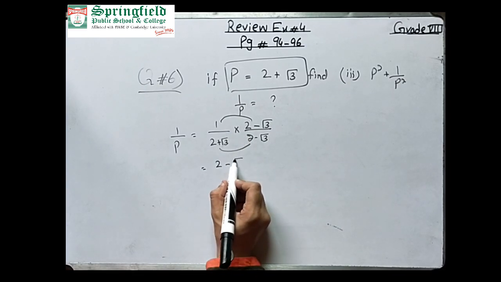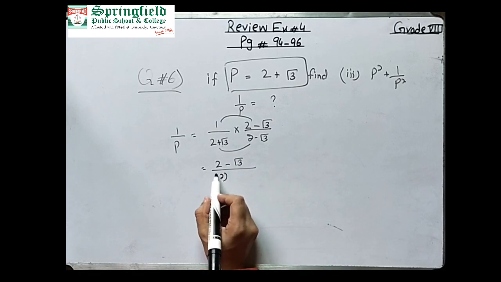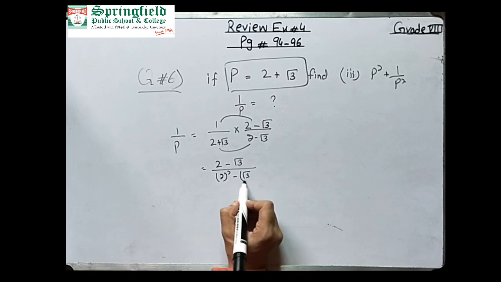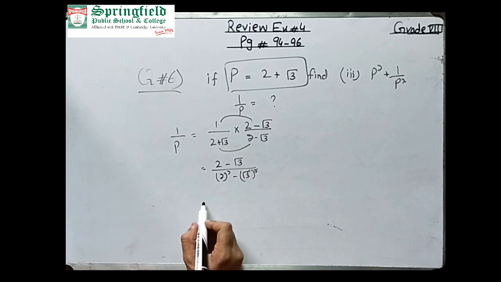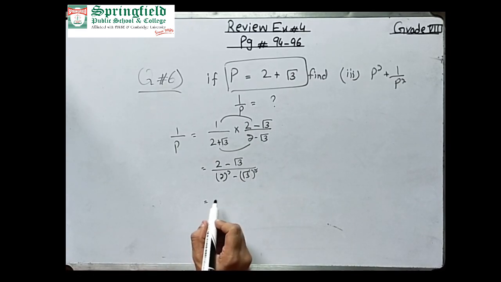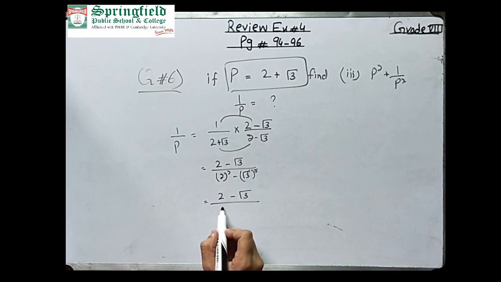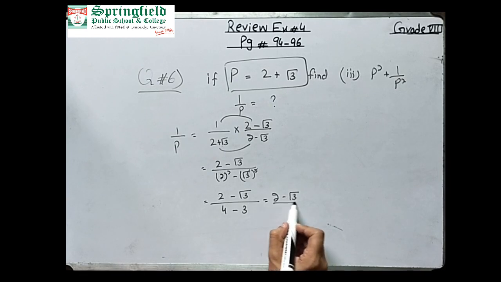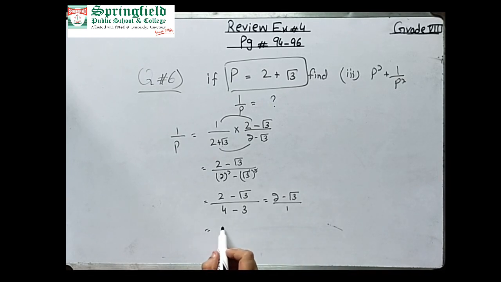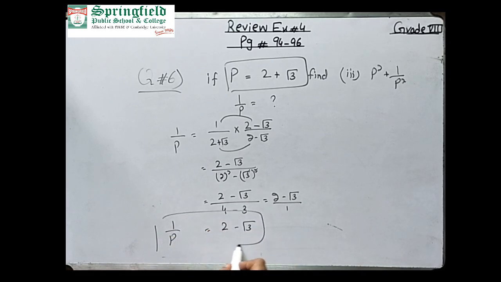So it will become 2 minus root 3, and (a + b)(a − b) becomes a square minus b square. Square can be cancelled with the square root because we know that the value of square root is equal to 1 by 2. So 2 minus root 3 divided by 2 power 2, means 2 will multiply 2 times, 2 twos are 4, minus 3. So 2 minus root 3 divided by 4 minus 3, 1. So it means 2 minus root 3. This is the value of 1 by p.